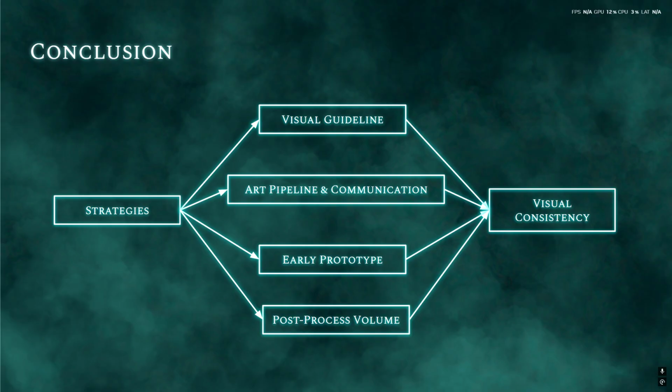Second, establishing a clear art production pipeline and starting visual development early allows the team to identify challenges and make necessary adjustments over time. Third, creating a working prototype early in the development can significantly boost a team's ability to manage visual consistency.